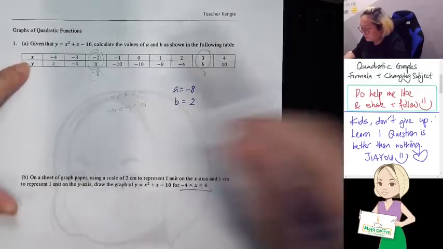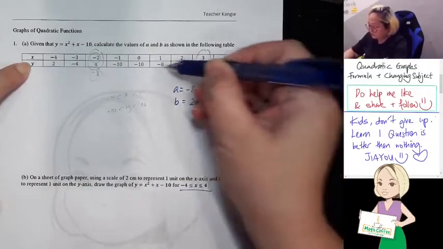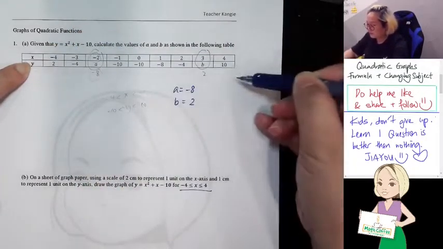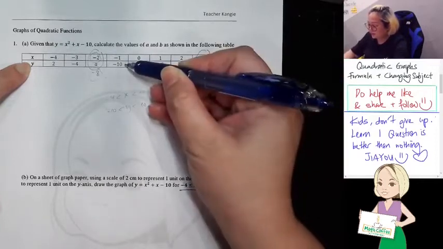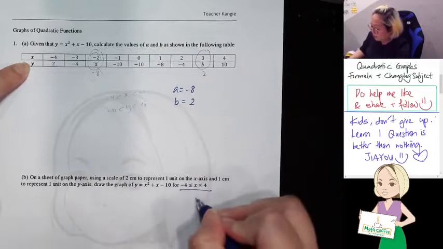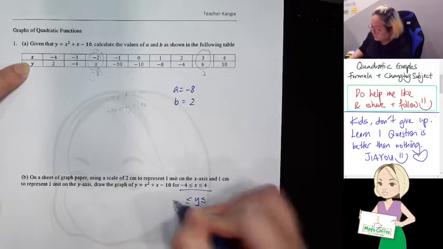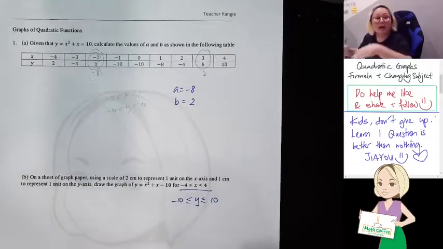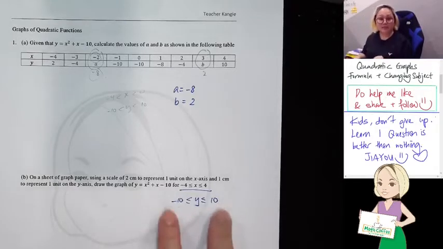The y range, look over here. See, look at your y value here. Look at your y value over here. What is your most negative? The least value is negative 10 and the positive value is 10. So you can see that my y range is between minus 10 to 10. Again, it is balanced, right? It is equal negative and equal positive.